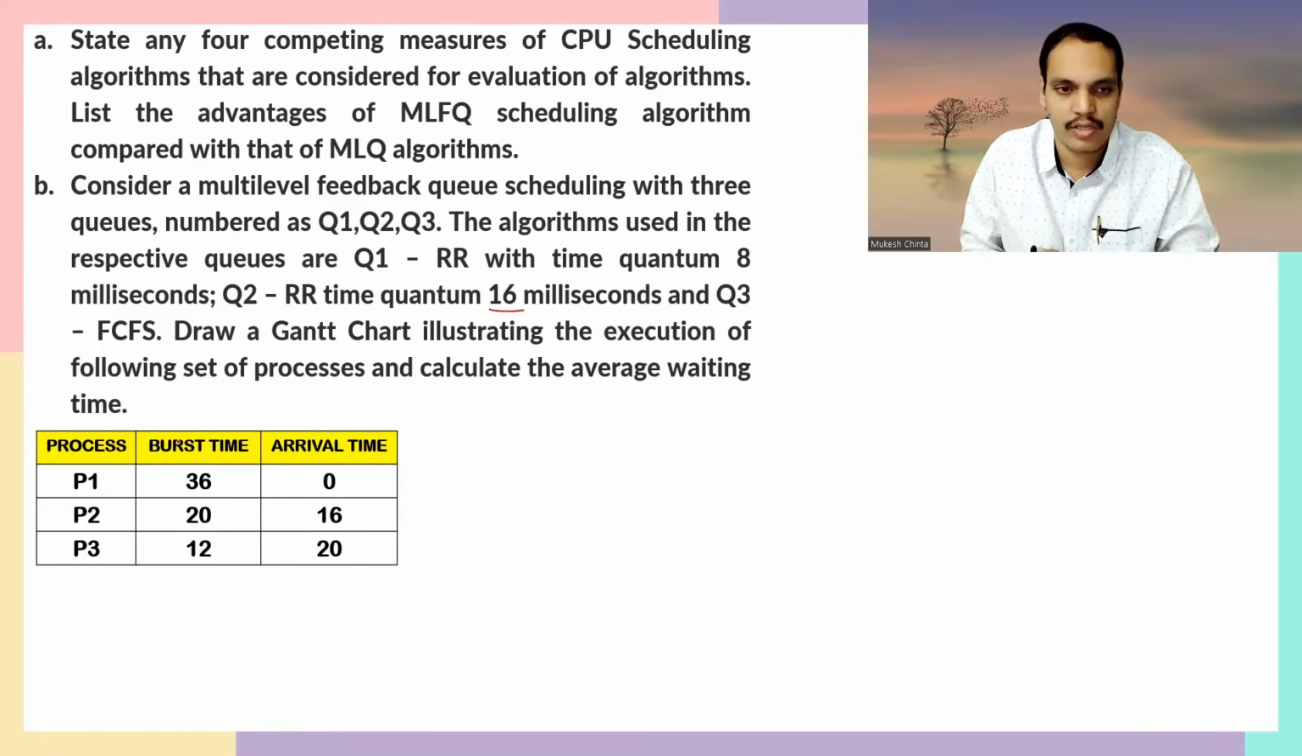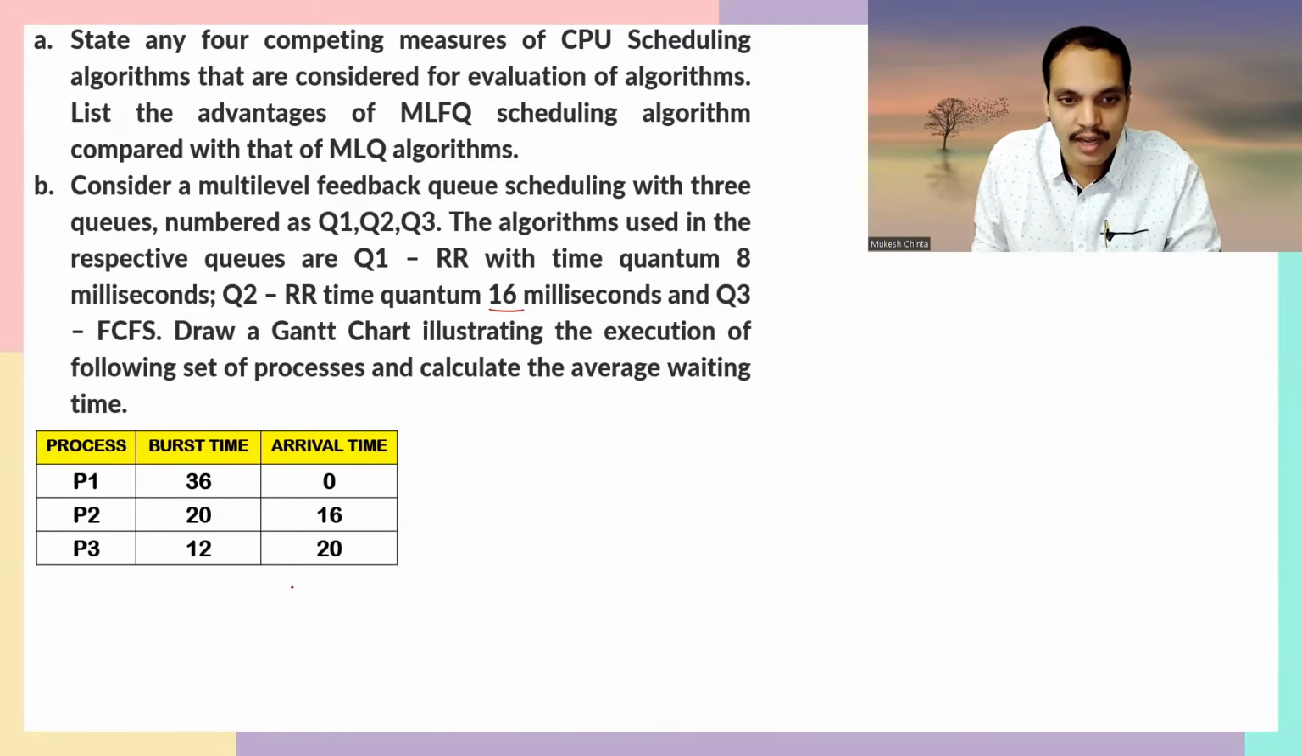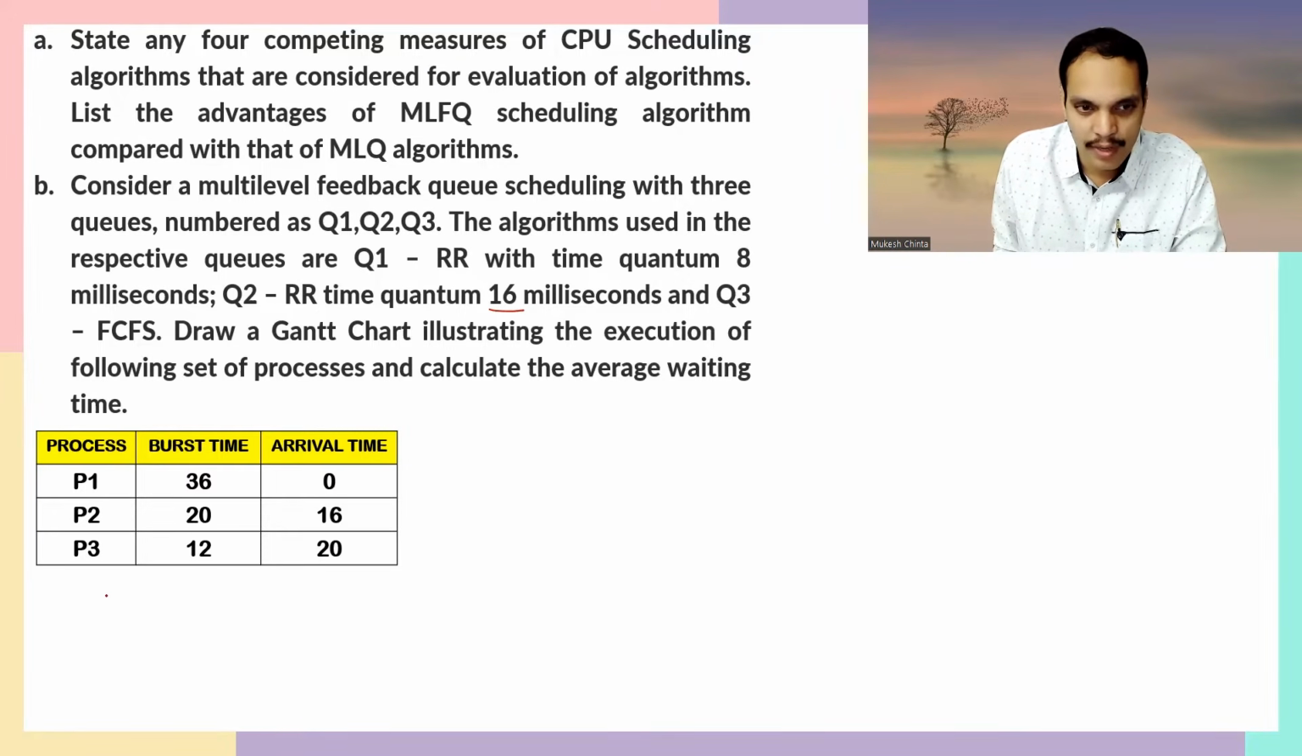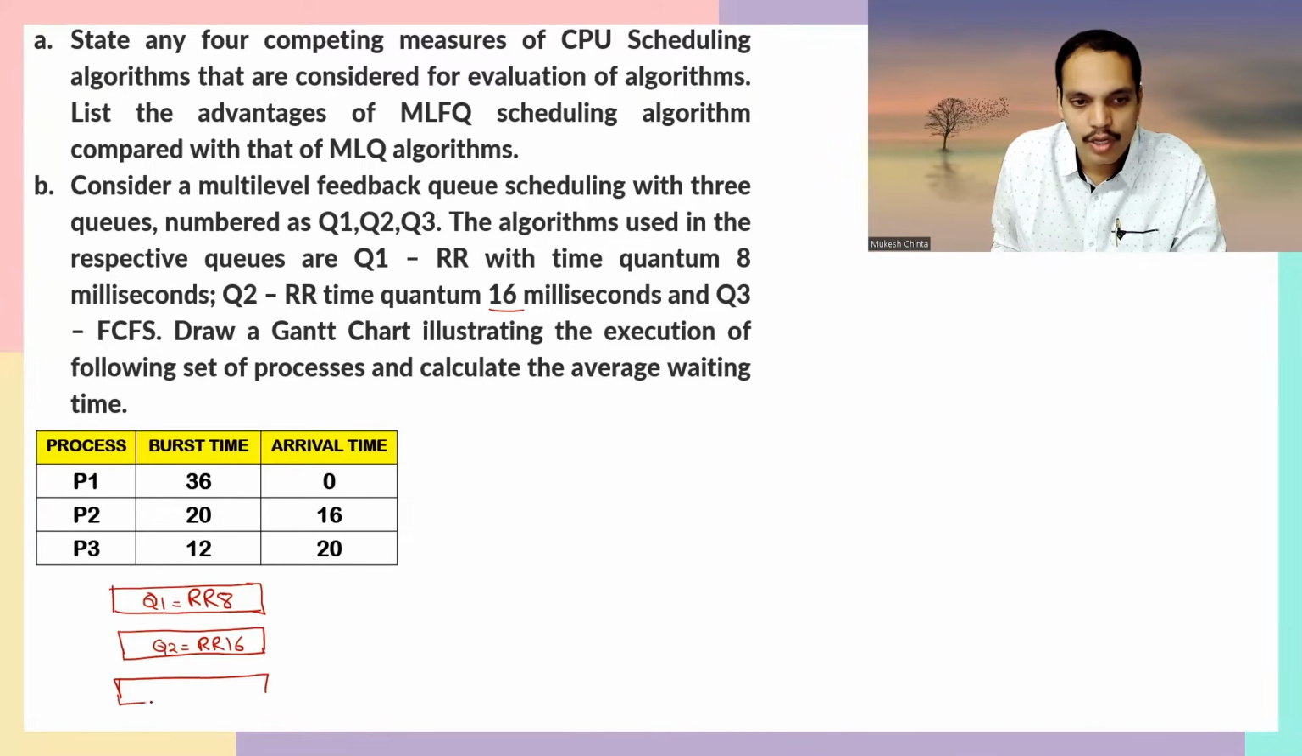So now I am given 3 processes, and it's being said that there are 3 different queues here. So I'm just writing it down. Let me assume that this is Q1, which is round robin 8 milliseconds, RR8, followed by Q2, which is round robin 16 milliseconds. And the last queue in this particular scenario is Q3, which implements FCFS as the scheduling algorithm.